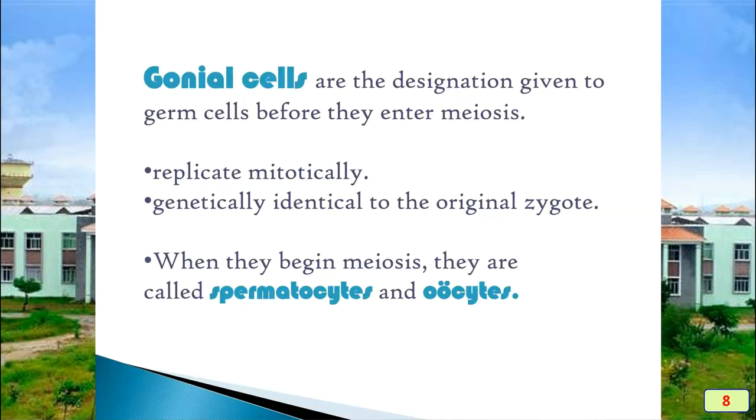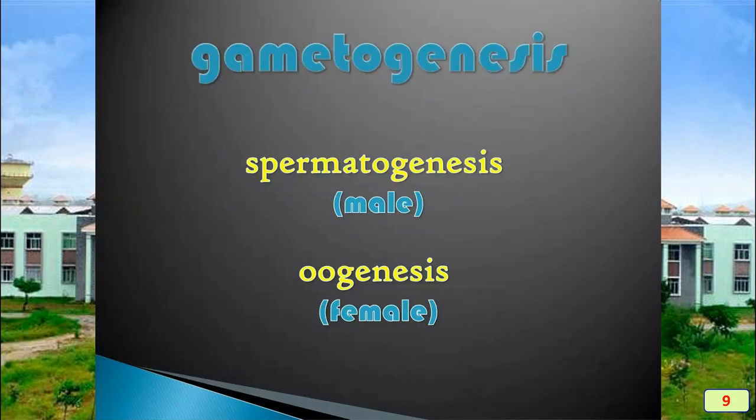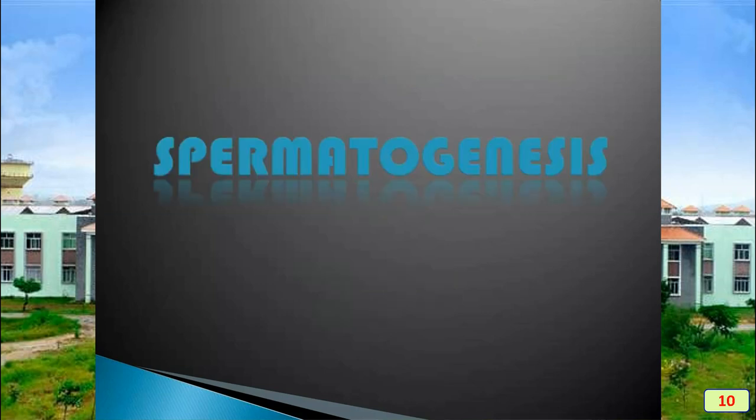The gonadal cells are specialized cells, and they replicate mitotically, genetically identical to the original zygote, and then enter meiosis. When they begin meiosis, they are called spermatocytes and oocytes, depending on male and female respectively. Gametogenesis in males is called spermatogenesis, and in females, oogenesis.